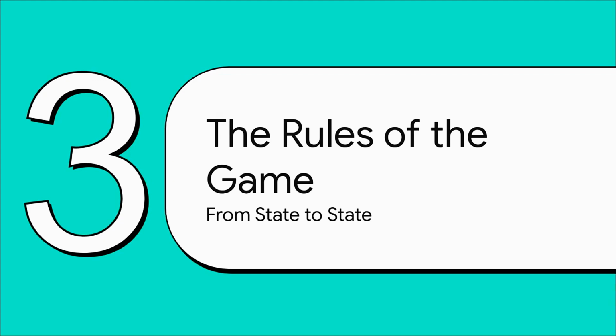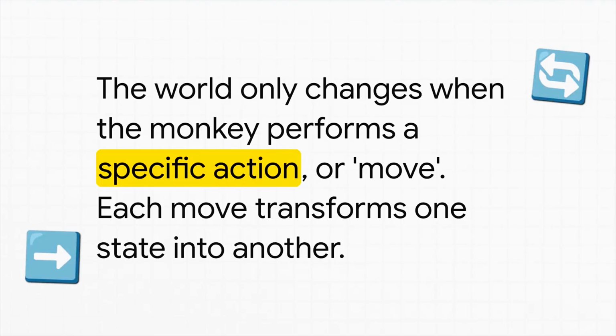Okay, so the computer can see the world as a series of these snapshots, these states. Great. But how does anything happen? How do we get from one snapshot to the next? Well, that's where we have to define the rules of the game. And this is a really crucial point. The world doesn't just change randomly. Nothing happens by magic. The only way to go from one state to another is for the monkey to perform a specific valid action, what we'll call a move.